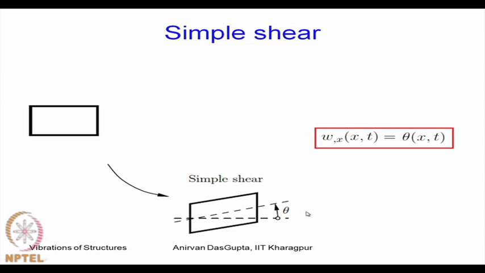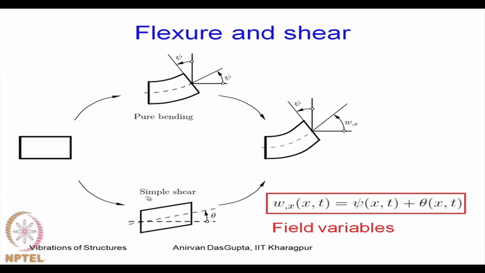Therefore, when we put these two things together, a beam undergoes both flexure and shear, so it is under bending and shear. The total picture looks like this. This is the pure bending picture, this is the simple shear picture, and the net result is shown here. Because of the shear, the angle does not change. This was vertical, so this remains vertical, which means that the angle measured from the vertical remains psi, whereas the slope of the neutral axis changes.